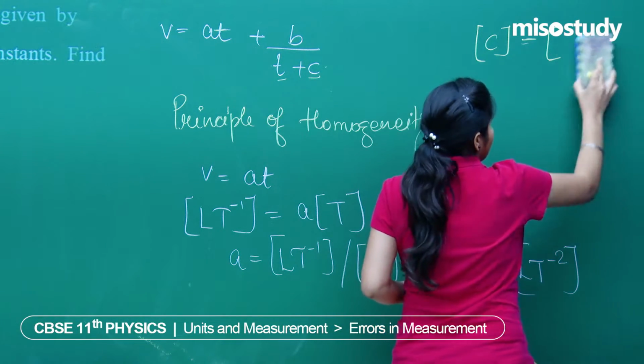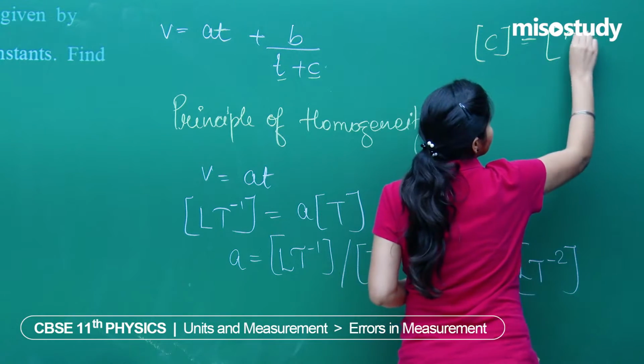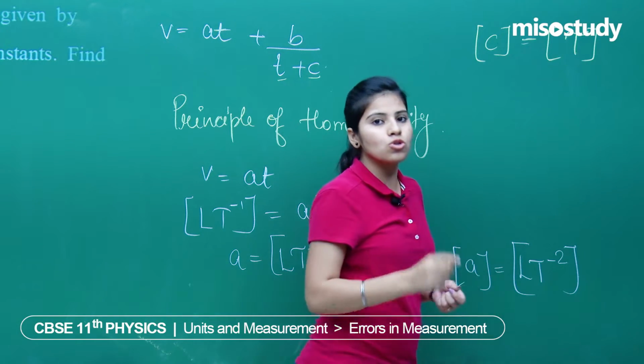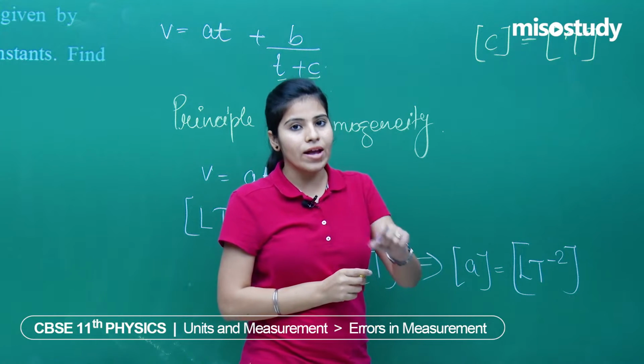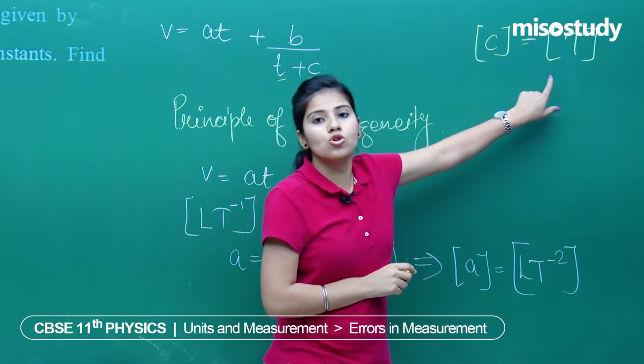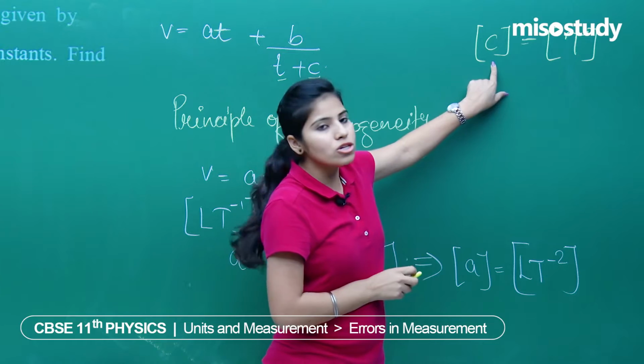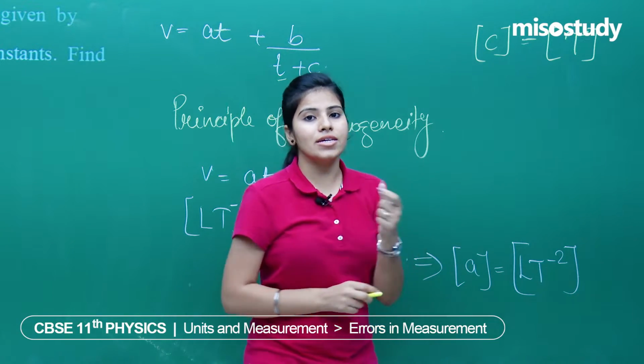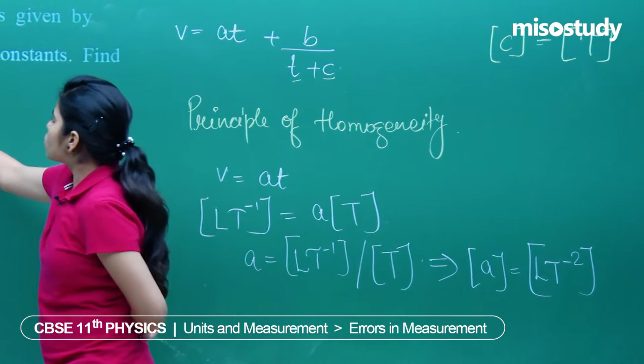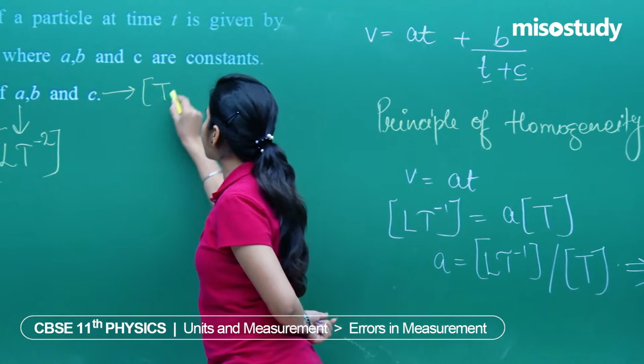This t is nothing but the time. So we can say this is nothing but capital T, because we denote the dimension of time as capital T with the square brackets. So, the dimension of C has been found out as capital T. So, I can write over here, this is capital T.